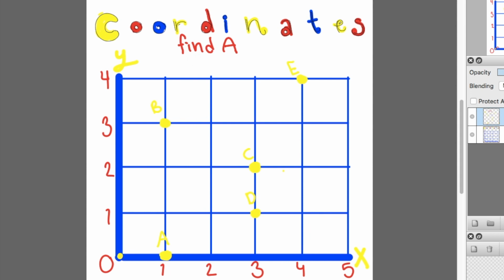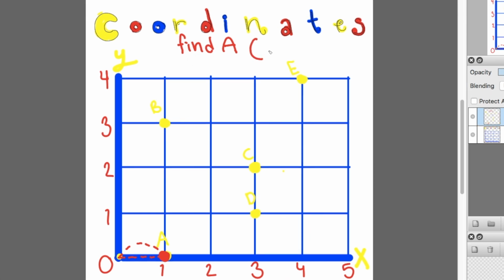By looking at the coordinate, we can see that the y value is 0. Coordinate A is still lying on the x-axis. Now we need to see how far over it is. The coordinate is over 1 on the x-axis and up 0 on the y-axis. Therefore, our answer for this would be coordinate 1, 0.